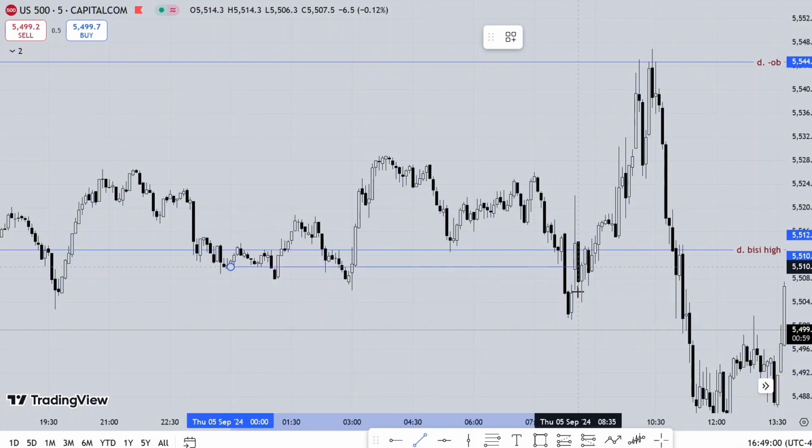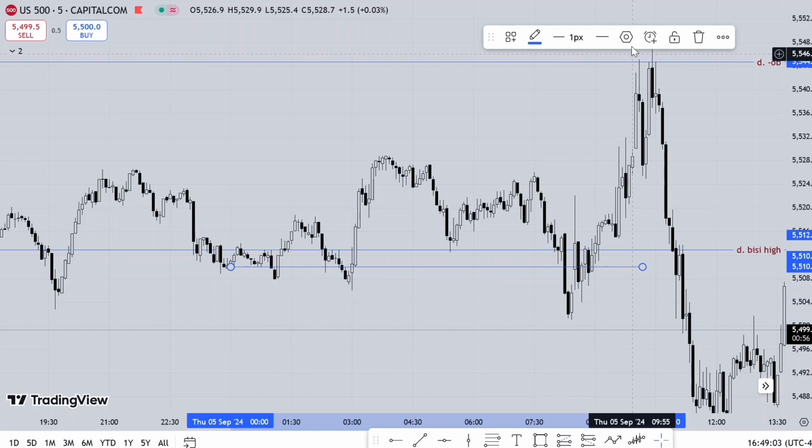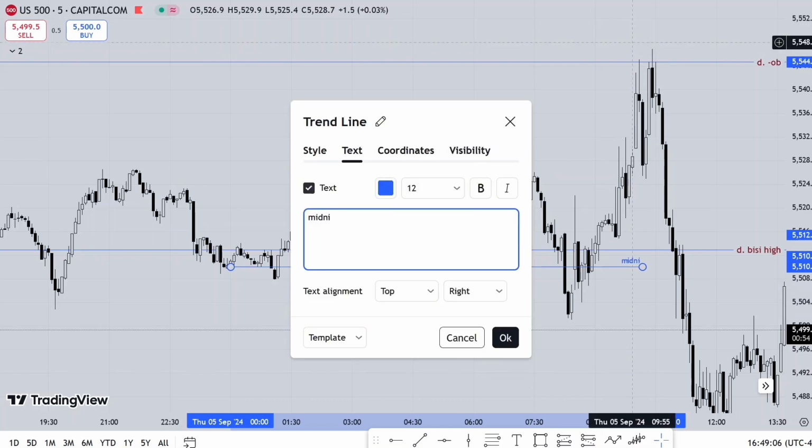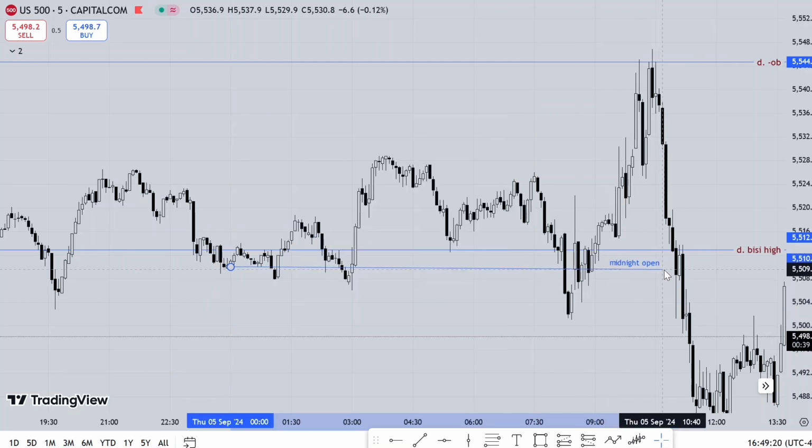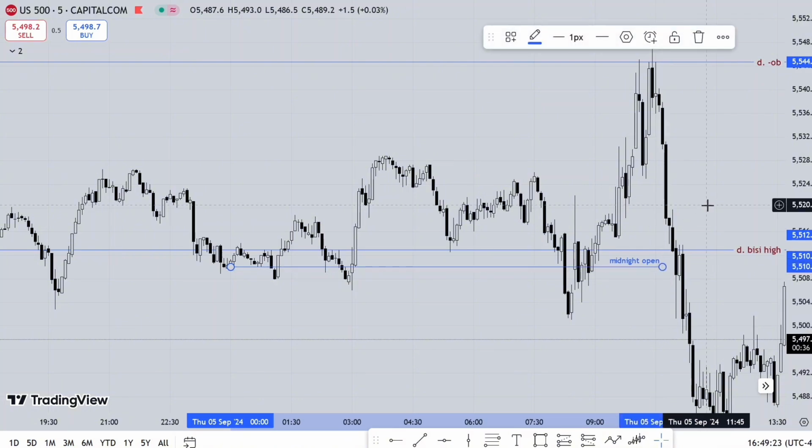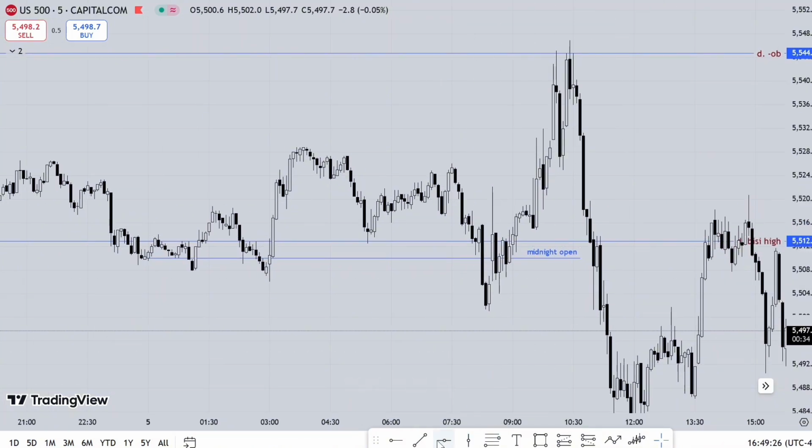So let's continue. So here we have the midnight. You can call this the 00 o'clock because from here is when the market starts trading for a new day. So here we have the midnight open, and then we had the 8:30 open here, which is just around the midnight opening price.